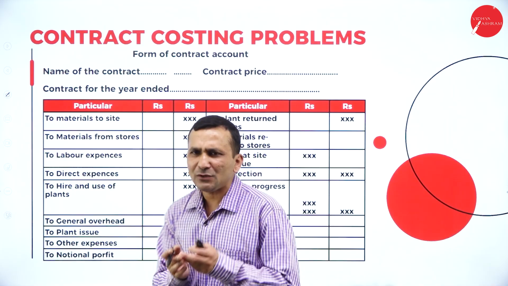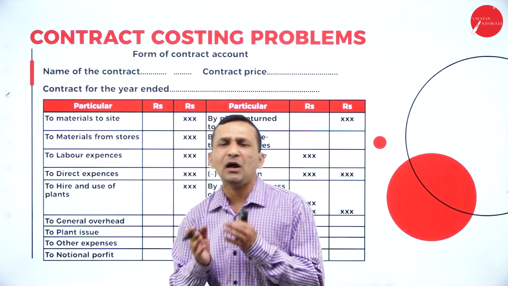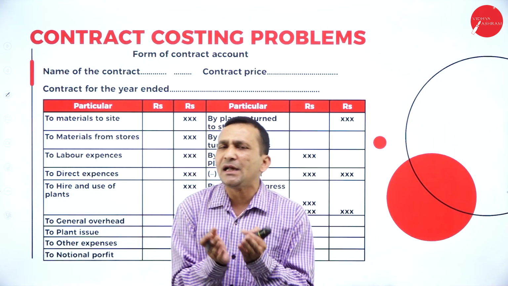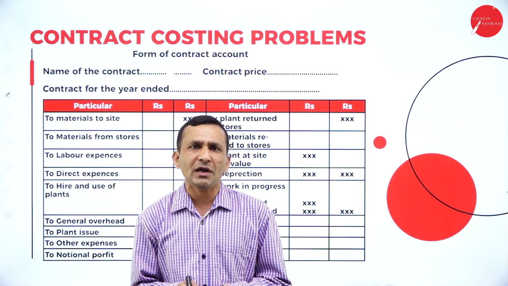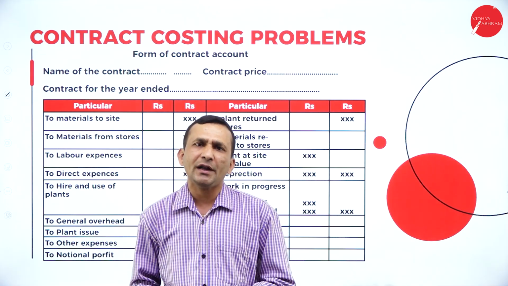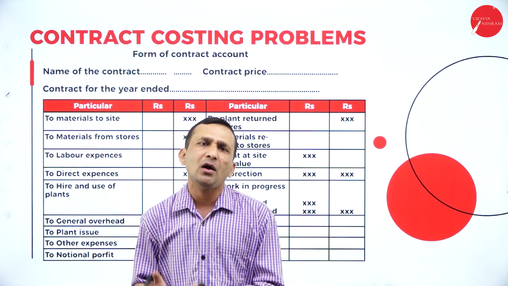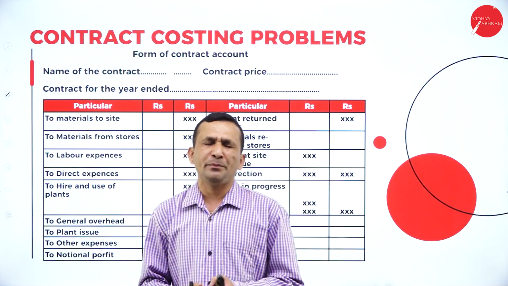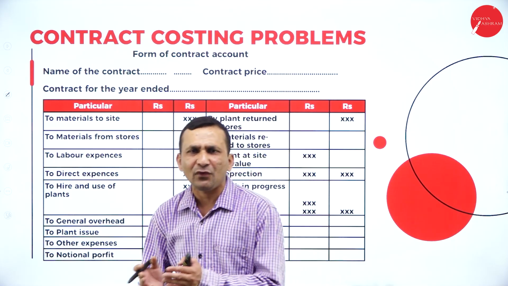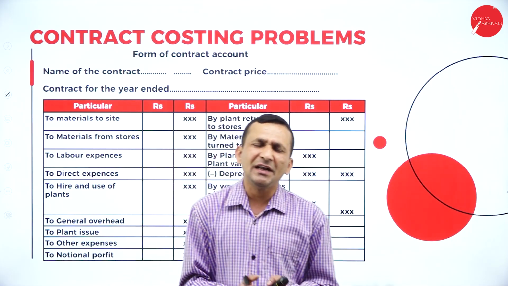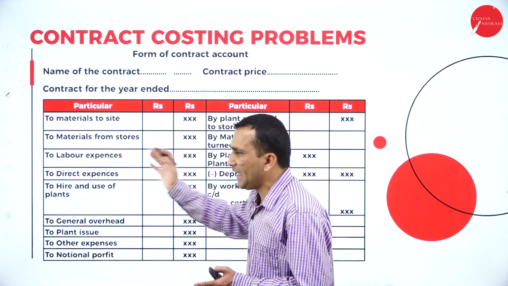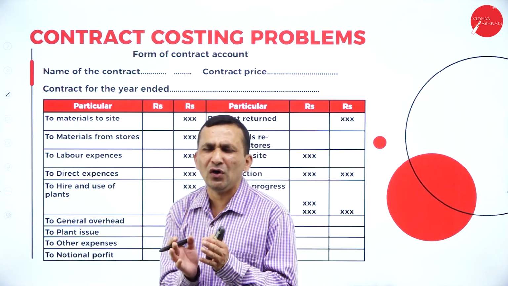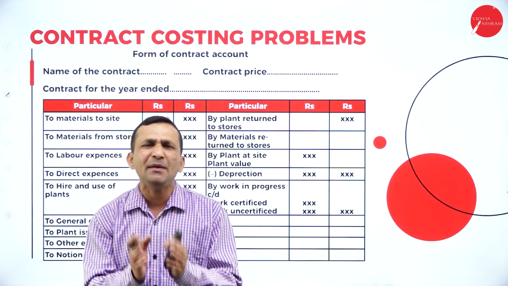You will get more clarity about the format, how it is, because whenever contractors undertake a contract, each and every contractor wants to maintain a separate contract costing. They want to know for the particular contract whether they are getting a profit or loss, which is the difference between the credit side and the debit side. No doubt, if you know the trading and P&L account, it is the same format.